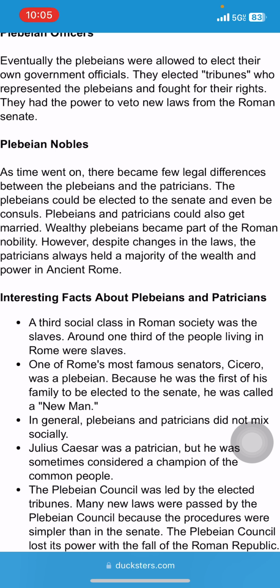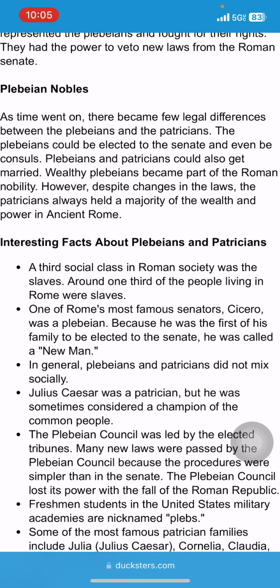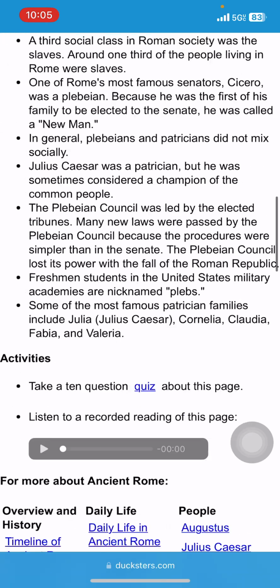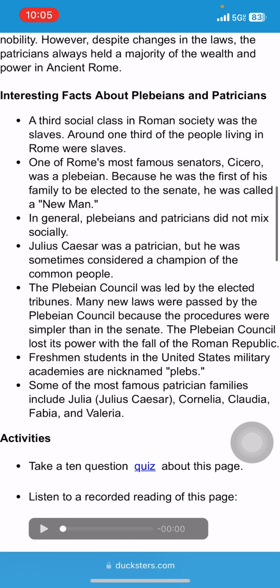The plebeians could be elected to the Senate and even be consuls. Plebeians and patricians could also get married. Wealthy plebeians became part of the Roman nobility. However, despite changes in the laws, the patricians always held a majority of the wealth and power in ancient Rome. You see, interesting facts about the plebeians and patricians.